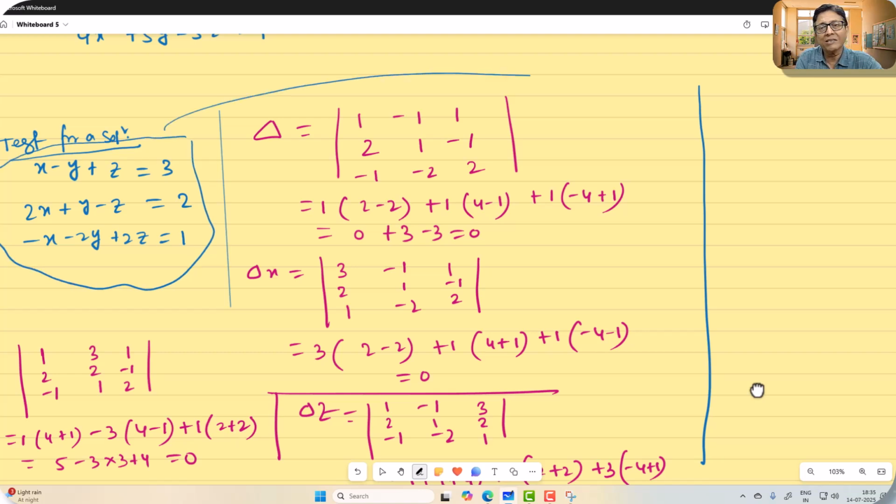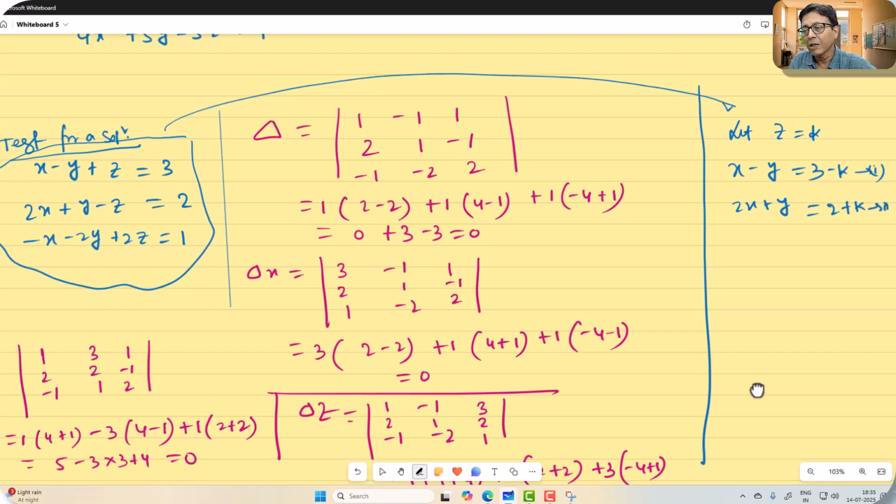You have to know the method of finding the infinitely many solutions for this system of equations. As delta, delta x, delta y, delta z all are equal to 0, what we will do here is replace any one of the variables with k. Let z be equal to k. Then x minus y is going to be 3 minus z and 2x plus y is going to be 2 plus z, that is 2 plus k. Understood? Now solve for x and then y.